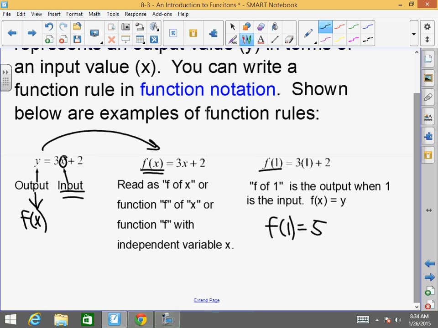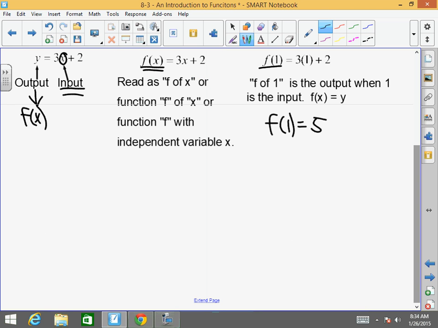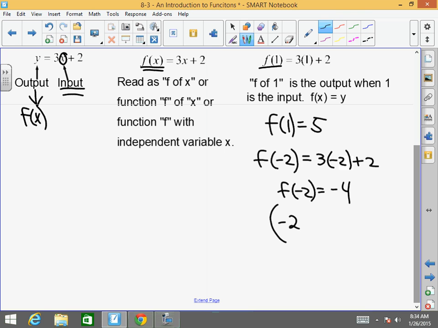Now, what if I told you this, guys? Let's pay attention. What if I said find the value of f of negative 2? What am I replacing x with? So this is 3 times negative 2 plus 2. So f of negative 2 would be? Now I want you to understand how to write this as an ordered pair. What's the x value here? Negative 2 is the x value, guys. What did I replace the x with? Negative 2, that's the x value. What's the y value here? Or the f of x value? Negative 4.